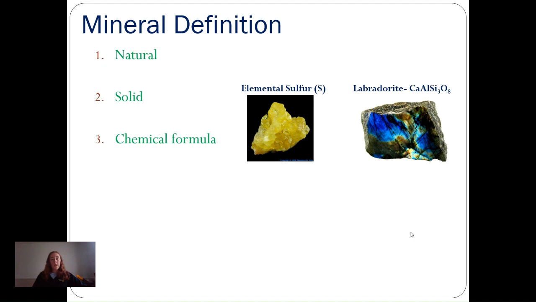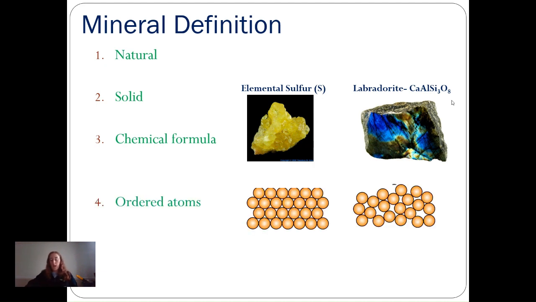A mineral also has to have a chemical formula, but everything on Earth has a chemical formula, so that doesn't really help us here. But as an example, it could just be one individual element, like elemental sulfur here, which is a nice yellow colored mineral, or it could be a compound that has different elements. So there's my personal favorite mineral here. It's called labradorite, but it's got calcium, aluminum, silicon, and oxygen in it. So it's a compound, but it still has a chemical formula.